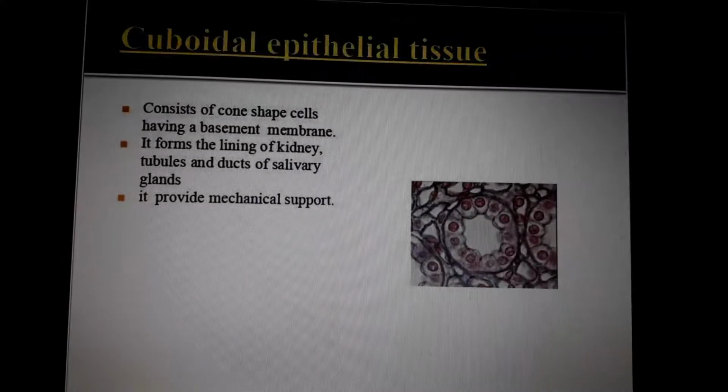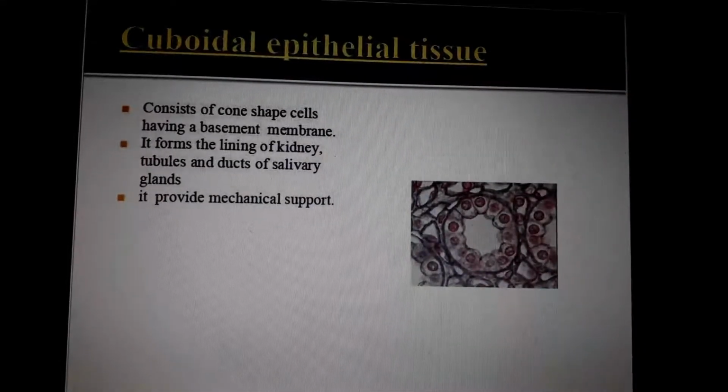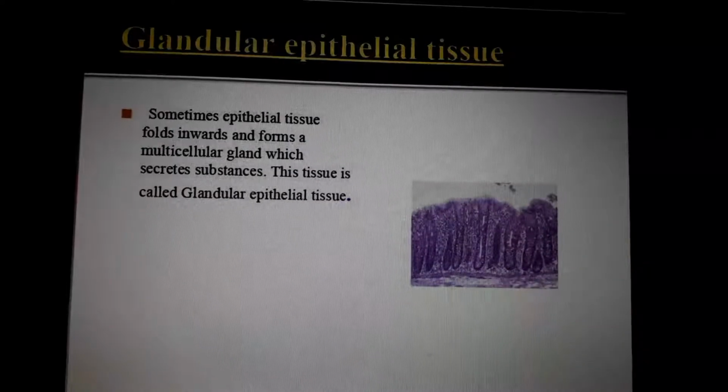It provides mechanical support. Mechanical support it will provide automatically because it is thicker than the squamous, isn't it? It is thicker than the squamous, so automatically it gives strength. And different tubules: there are a lot of tube-like things in our body, and they are also covered with cuboidal epithelial tissue. You only need to study what it is, where it is present, as examples, and its functions. Okay.